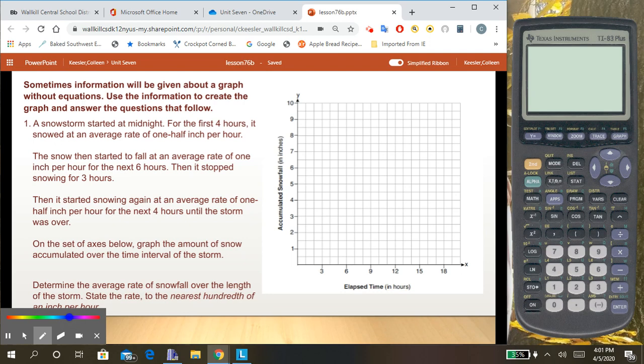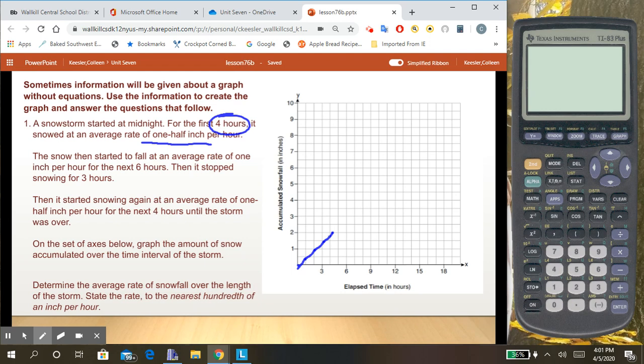So again, it started at midnight. For the first 4 hours, it snowed at an average rate of 1/2 inch per hour. So 4 hours and 1/2 inch per hour. So at 0 hours, or midnight in this case, it would be 0 inches of snow. After 1 hour, it would be 1/2 an inch. After 2 hours, 1 inch. 3 hours, 1.5, and 4 hours, 2 inches, which makes sense because half of 4 is 2.